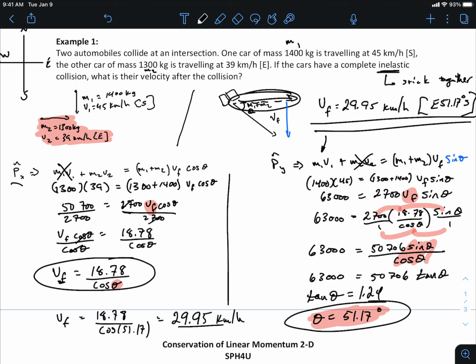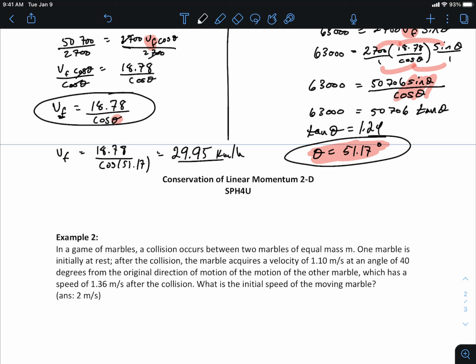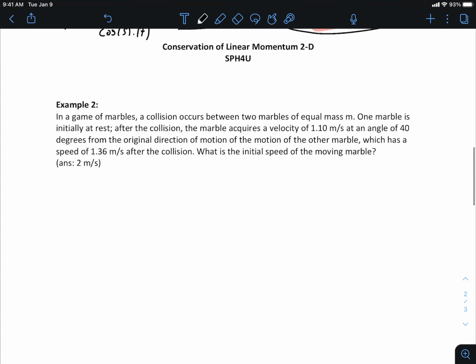I knew as soon as we plugged in there, Vf cos theta, there are two things I don't know. But I have the momentum, and I've created two equations here and here. So I can use those two equations to solve that problem. Now, something like the next question does take a little bit of time.